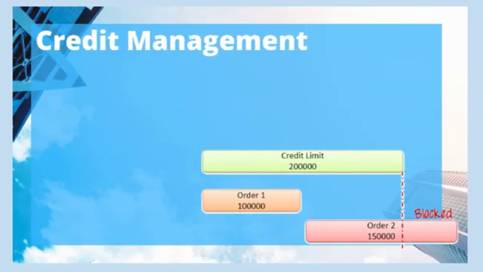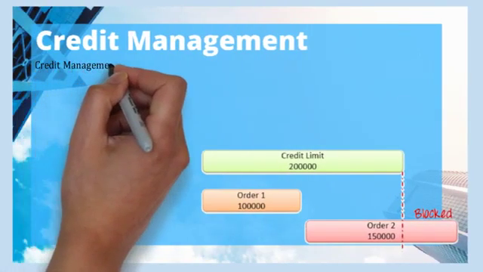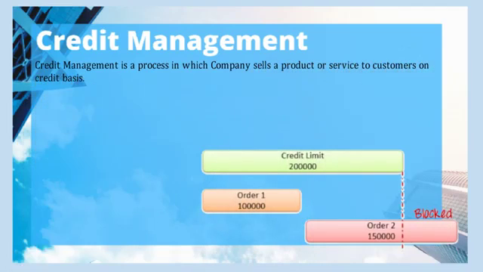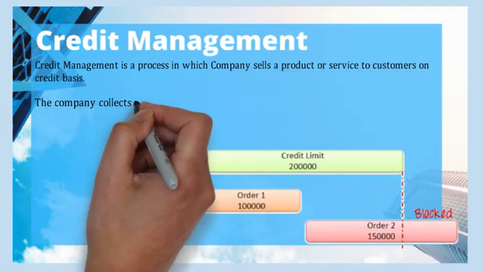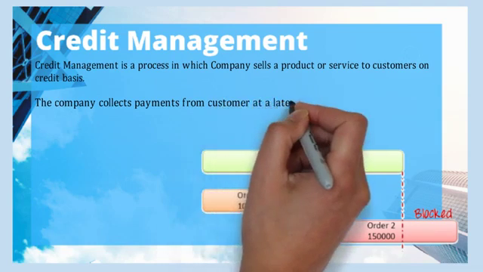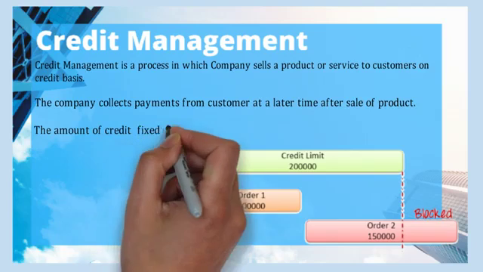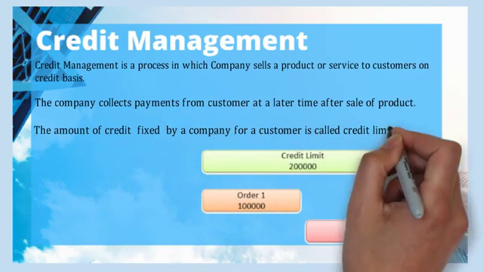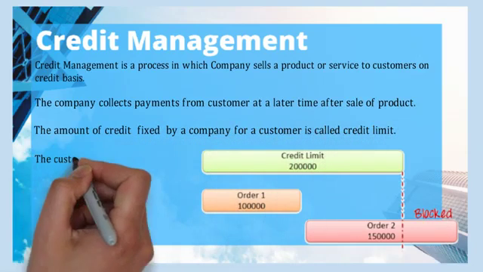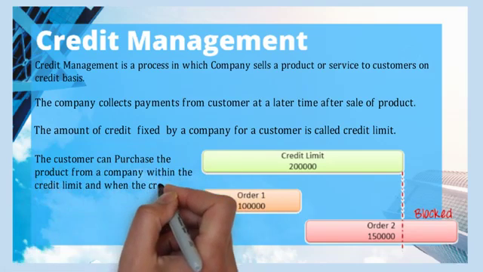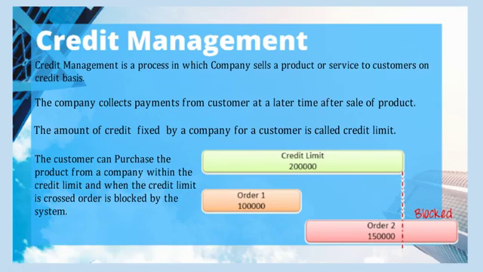Credit management. Credit management is a process in which a company sells a product or service to customers on a credit basis. The company collects payments from the customer at a later time after the sale of the product. The amount of credit fixed by a company for a customer is called the credit limit. The customer can purchase the product from a company within the credit limit, and when the credit limit is crossed, the order is blocked by the system.